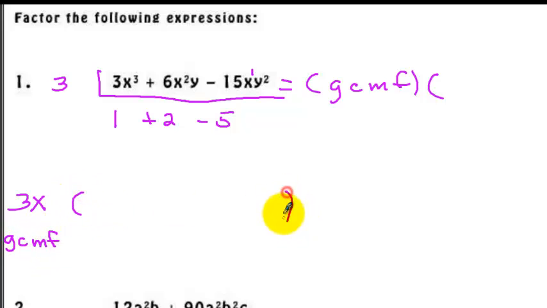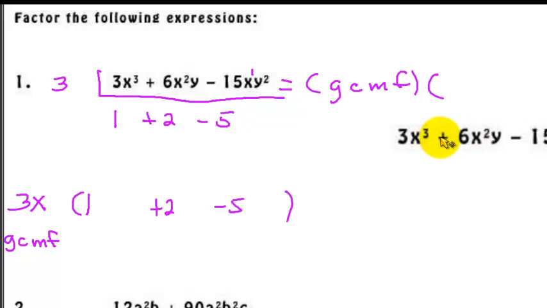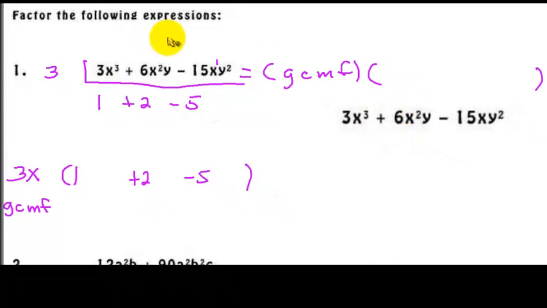To find the other factor, I just have to bring down these numbers. So 1 plus 2 and then negative 5, and then just attach the variables that we have after we divide each of these terms by x. So it's like what we're doing is we're taking the original problem and we are dividing each of this by 3x.